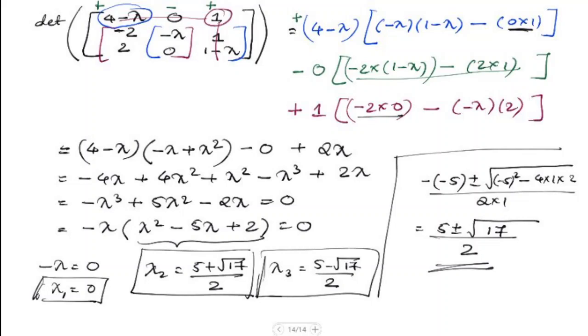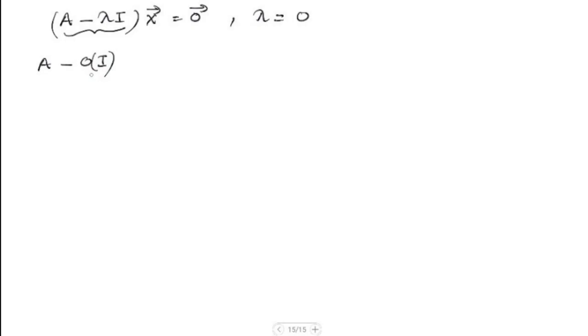Now we will start working on our eigenvectors for these 3 lambdas. We will start by solving the equation A minus lambda I times the x vector is equal to 0 vector, for lambda equal to 0. First let us solve this part here. A minus lambda, which is 0, times the identity matrix. 0 times the identity matrix will be 0, and A minus 0 will be A itself. So we'll have here 4, 0, 1, minus 2, 0, 1, and 2, 0, 1.